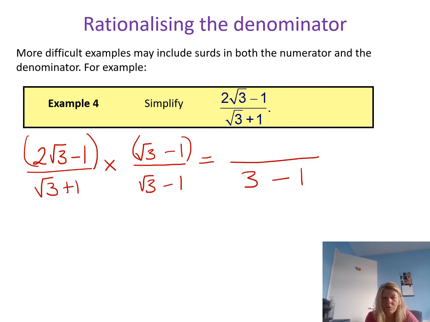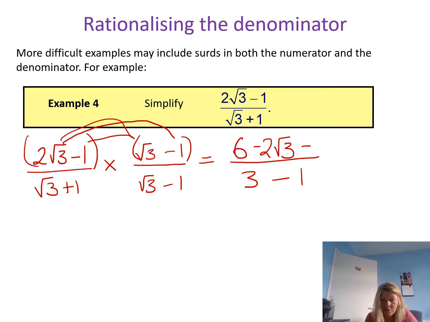So we've got 2 root 3 times root 3. Well, that makes 2 times 3, doesn't it? Which is 6. Then we've got that times minus 1, so we've got minus 2 root 3. And then we've got 2 root 3. Oh, we did that one. So we've just done that times that, and I've just done that times that. So now we're going to do this one times this one.